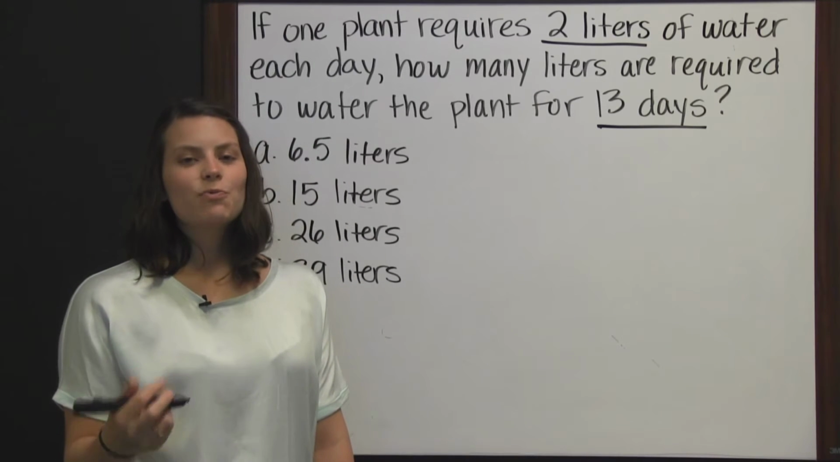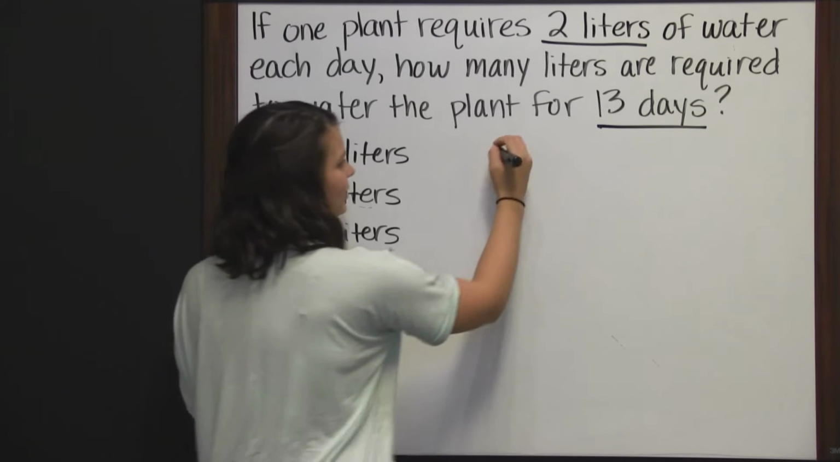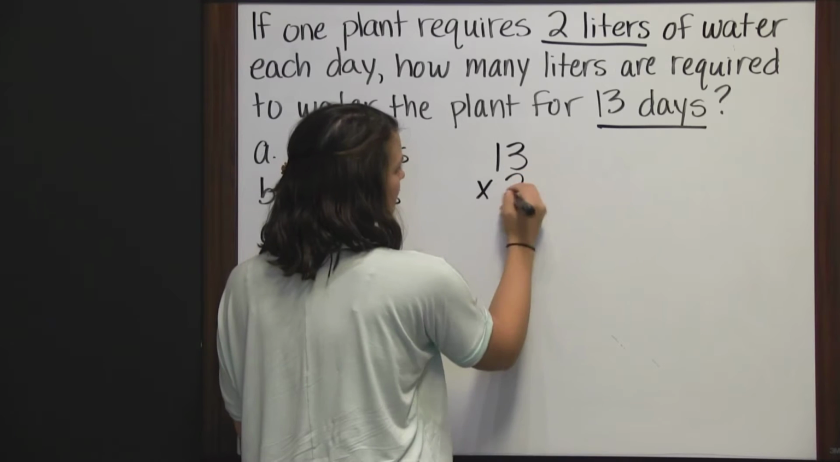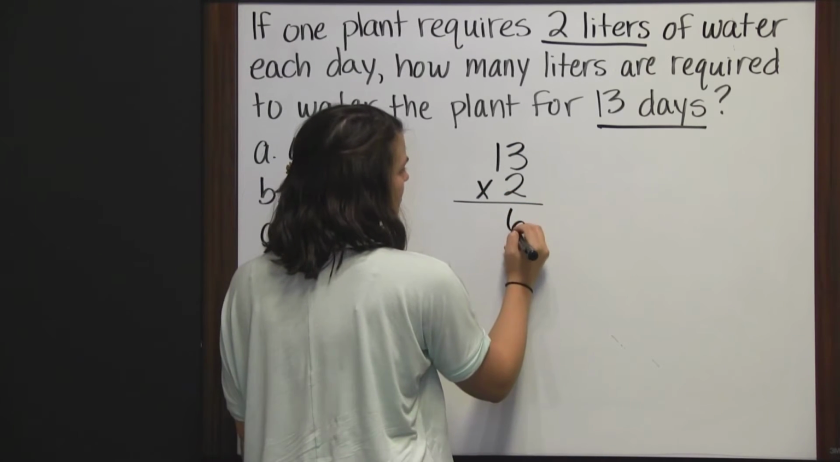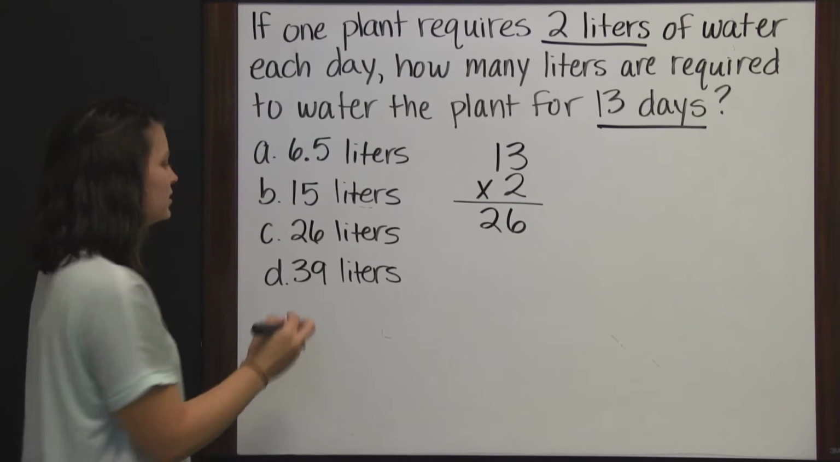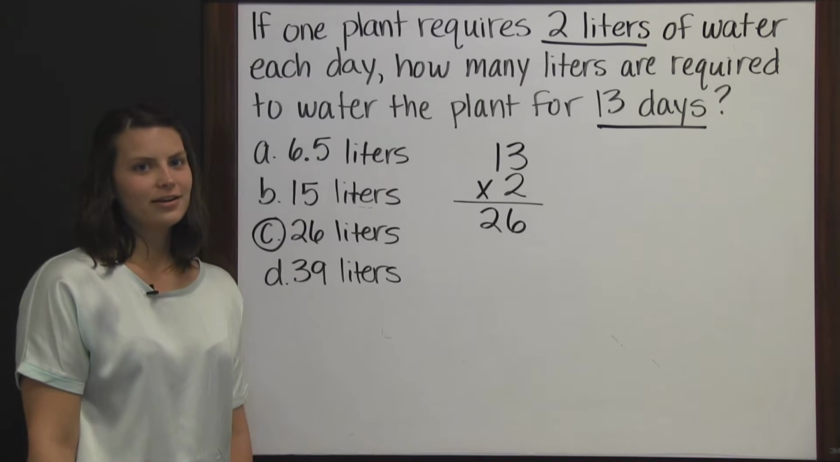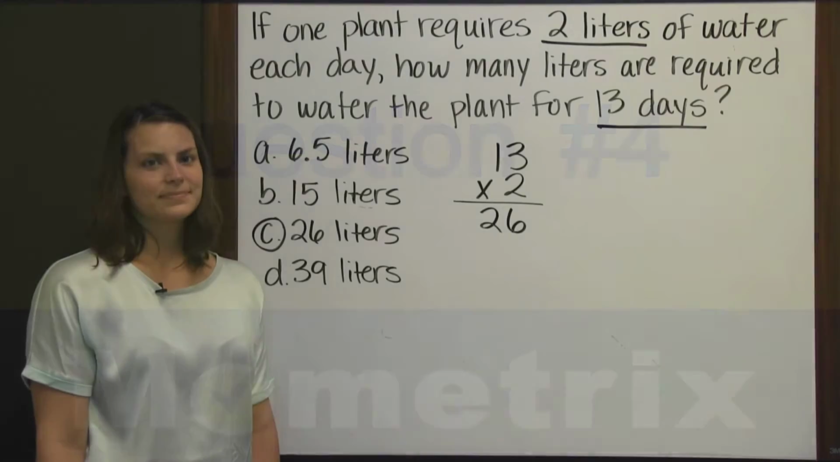So since we're going to water this plant 13 times, we're going to multiply 13 times 2. 2 times 3 is 6, and 2 times 1 is 2. So that means it'll take 26 liters of water for this plant to be watered for 13 days.